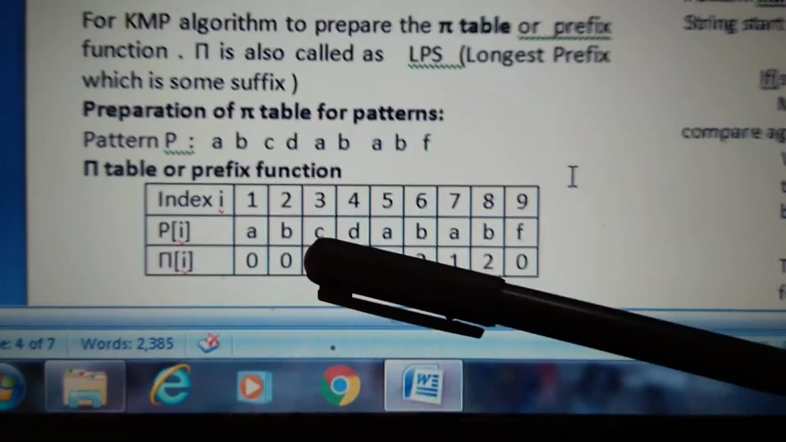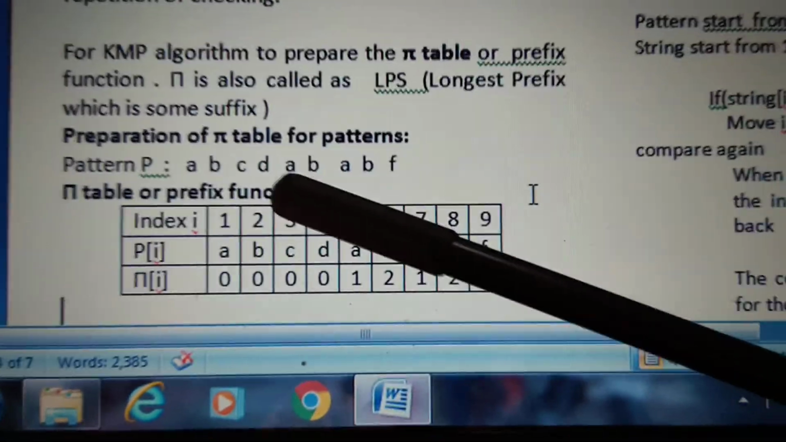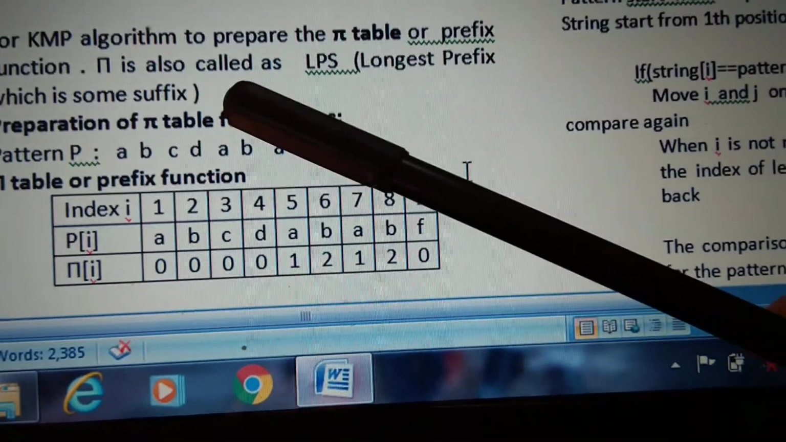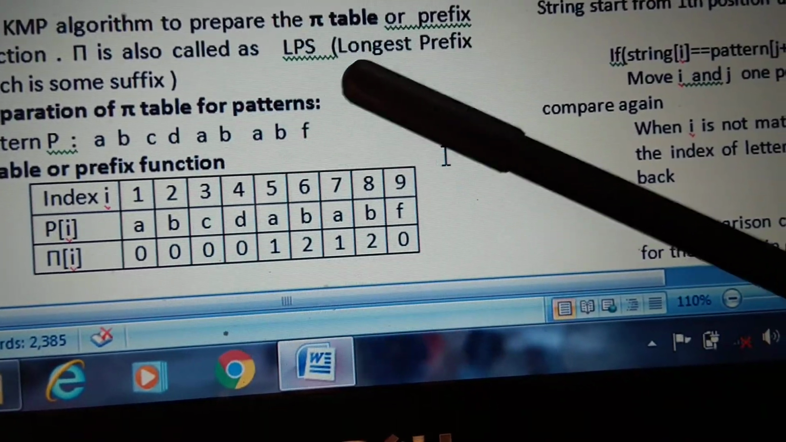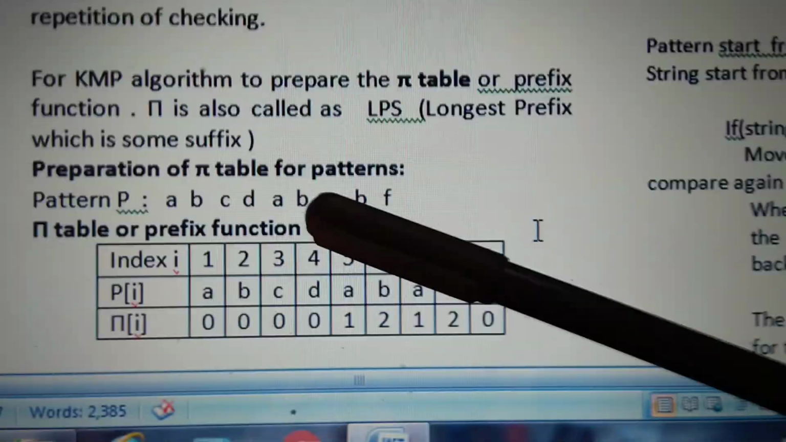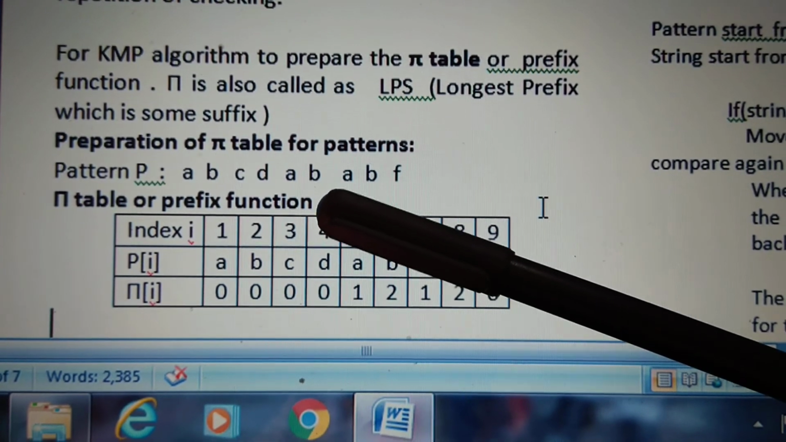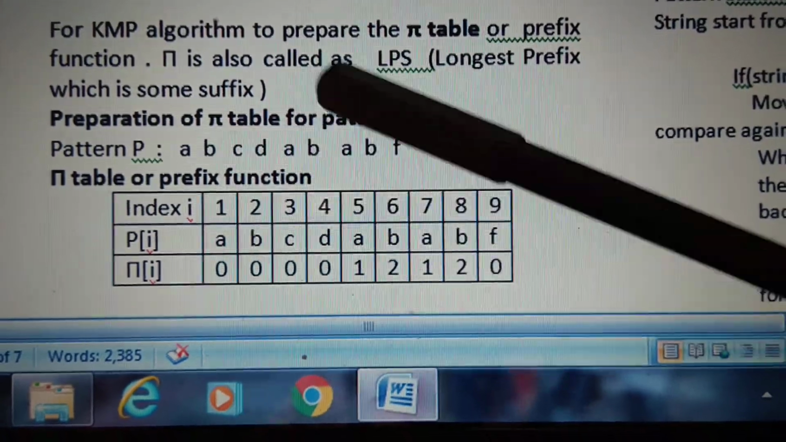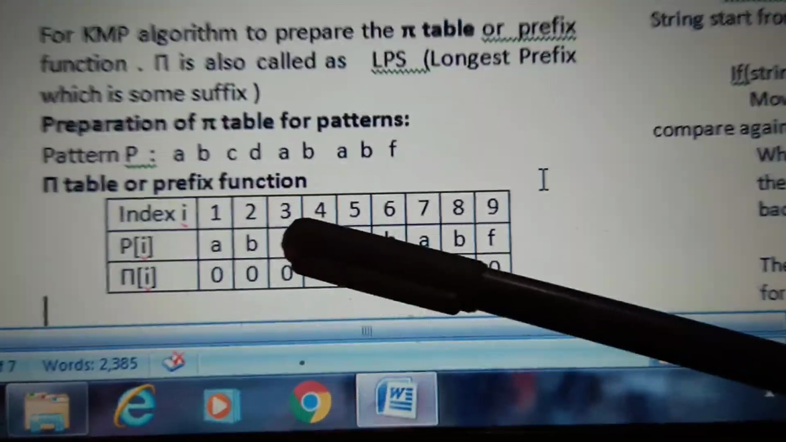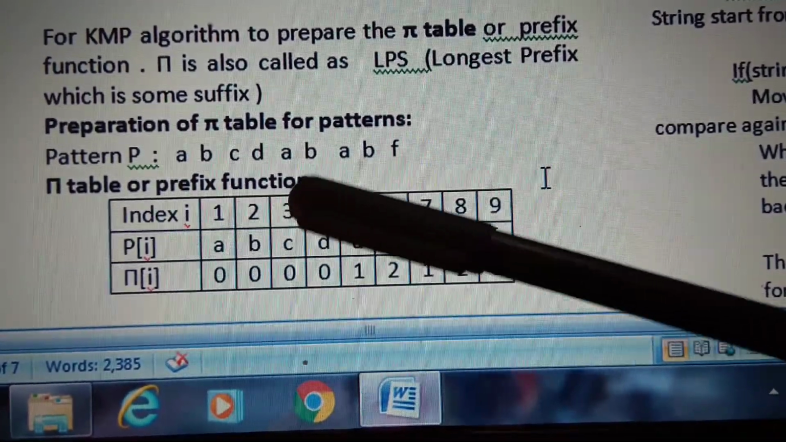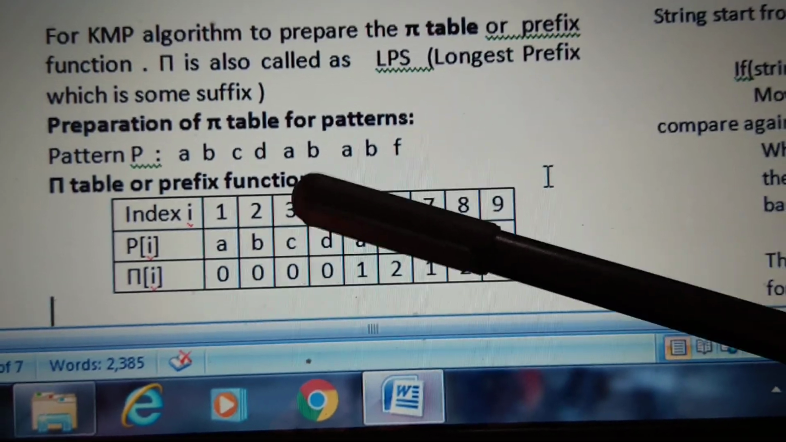Now I will show how to find a pi table for the given pattern in the KMP algorithm. To prepare the pi table or prefix function, pi is also called LPS, that means longest prefix which is also a suffix. In the KMP algorithm, for the given pattern and text, first you generate a pi table for the given pattern. With the help of the pi table, we are going to perform the verification of your text. That is what we require in the KMP algorithm.